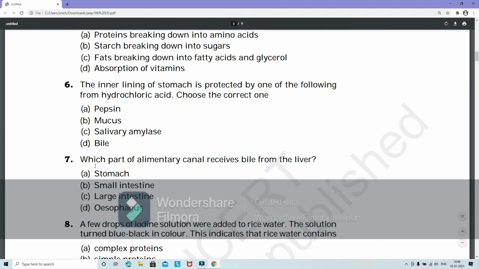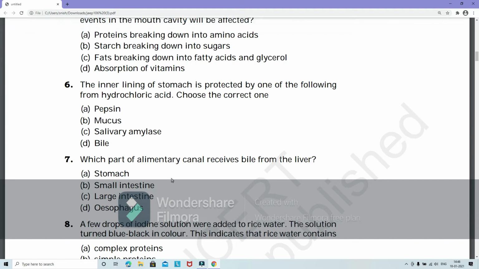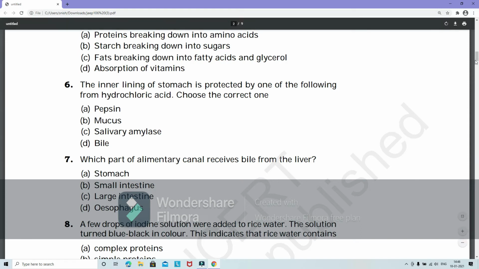Next, which part of the alimentary canal receives bile from the liver? So you have to know this, that when the food enters from the stomach into the small intestine, the secretions from the liver and pancreas take place. At that time, bile from the liver will be secreted and from the pancreas we get trypsin and lipase. So this is all very common. So here, which part? It will be the small intestine. It's second option, B.